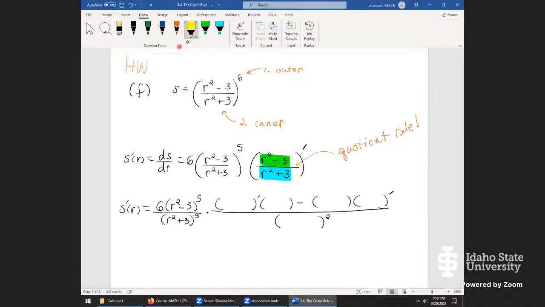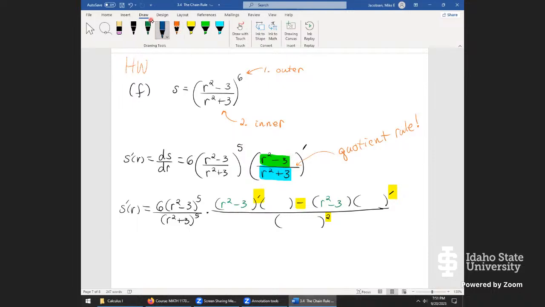Let me highlight the portions that are, for me, the easiest parts to forget. It's a minus right there because it's a quotient. And we'll be dividing by the denominator squared in that location. And what the heck, don't forget to put a prime here and here. So next, the function that's on the top goes into just 2 positions, r squared minus 3 here and here.